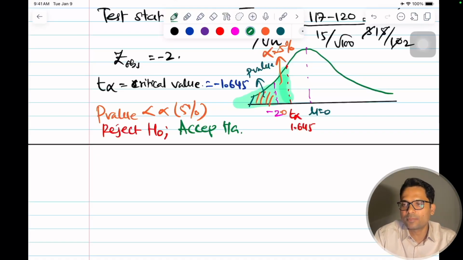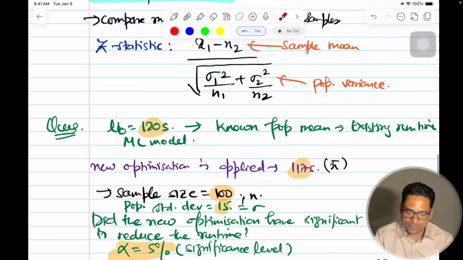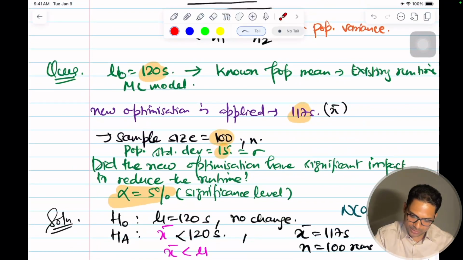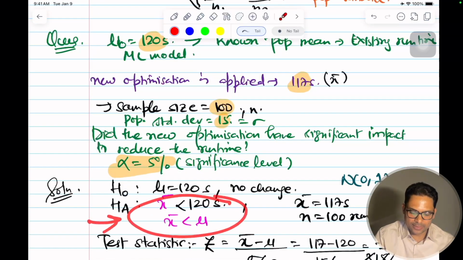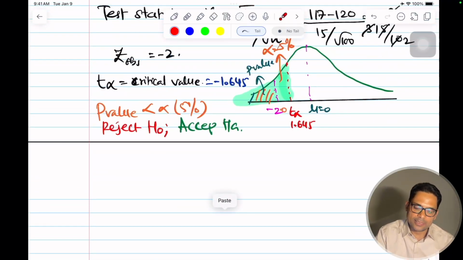And what is our alternate hypothesis? That there is significant evidence that the runtime is below 120 seconds. This new optimization has improved the runtime, and it is below 120 seconds. That was our alternate hypothesis. Where was the alternate hypothesis? Yeah, here. So we accept this. Due to the new optimization, my runtime has significantly reduced, and it is now below 120 seconds. We accept this alternate hypothesis because we rejected our null hypothesis.